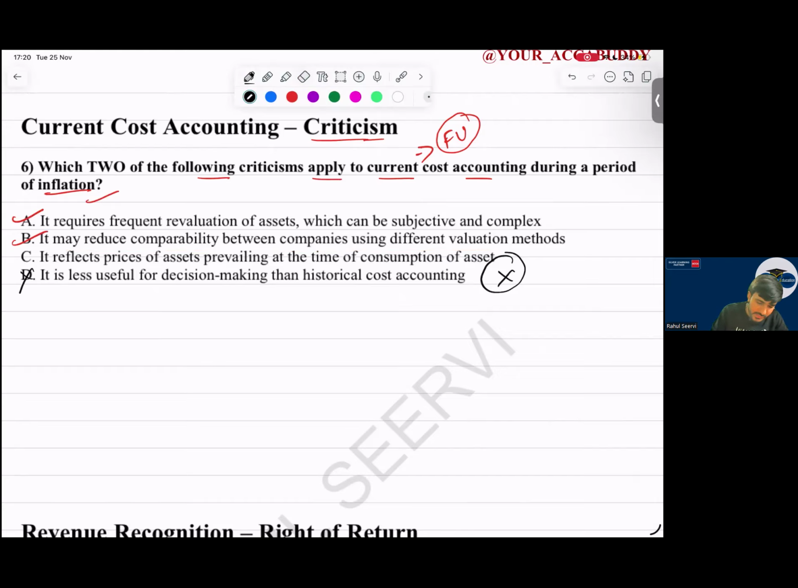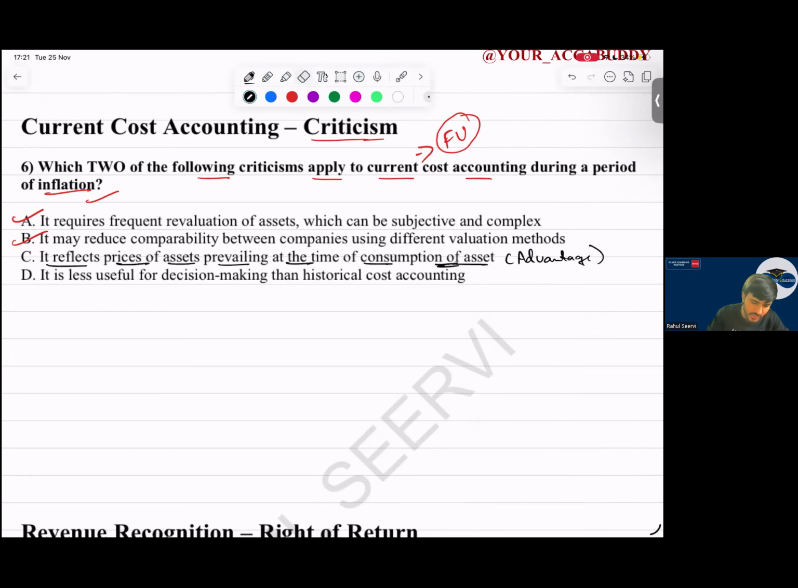Then let us read the D part. It reflects the price of the asset prevailing at the time of consumption of the asset. Yes, sir. This is true, no? It's an advantage. It's not a criticism. It's a good sentence. Today, if I do the fair value of the asset, the depreciation expense which I record will be based on the inflation, and the revenue which I have is also in today's terms. The depreciation is also in today's terms. So it is reflecting the consumption of the asset in real time.